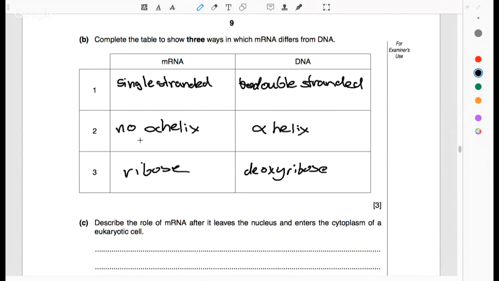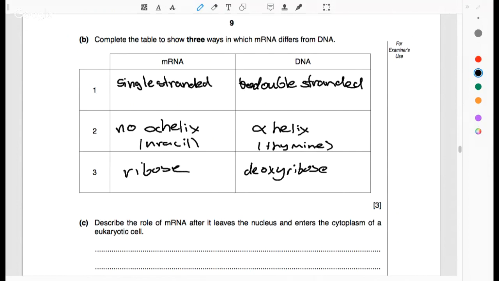Or I could do uracil instead of thiamine. Yeah, it's better. Yeah, good. I would go with that as well. Only thing, when you're talking about the helical nature of DNA, that's correct, but mention that it's double helix.